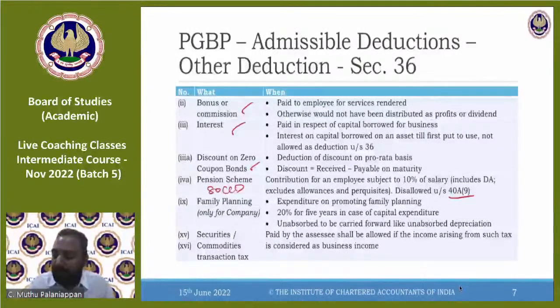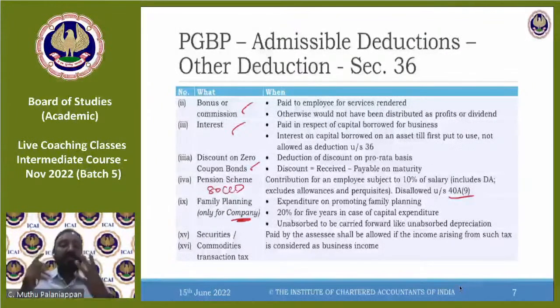And then you have family planning, that is only eligible for companies. This provision is not eligible for others. Now the expenditure on promoting family planning is there. And this is also something like your voluntary retirement scheme. What did we say? Whatever you spend is claimed over a period of 5 years. So this is also for a period of 5 years.